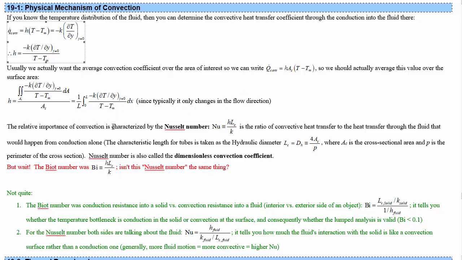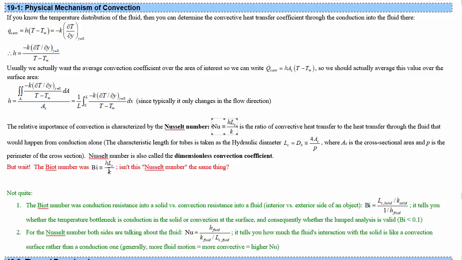The relative importance of convection is characterized by the Nusselt number. This is another dimensionless number, h L_c over k. Now this probably looks identical to the Biot number, but it's not the same as the Biot number. The biggest difference was that the Biot number was characterizing how important conduction within a solid is to convection at its surface for the purpose of determining whether you can use lumped system analysis, whereas the Nusselt number is convection in a fluid divided by conduction in that fluid. So this is not the thermal conductivity of the solid, it's all fluid properties in the Nusselt number.